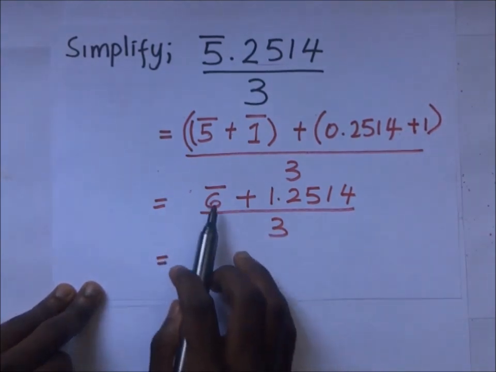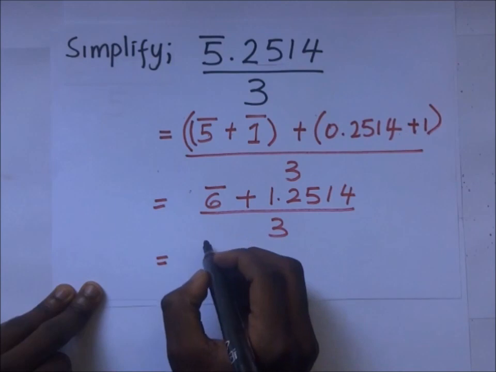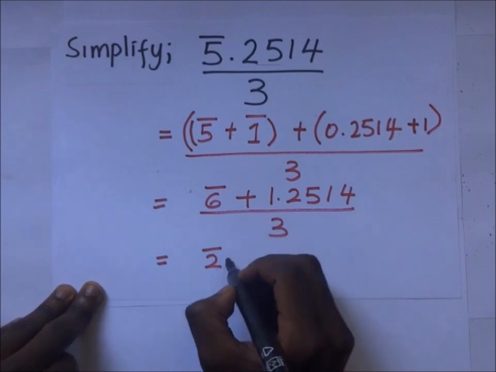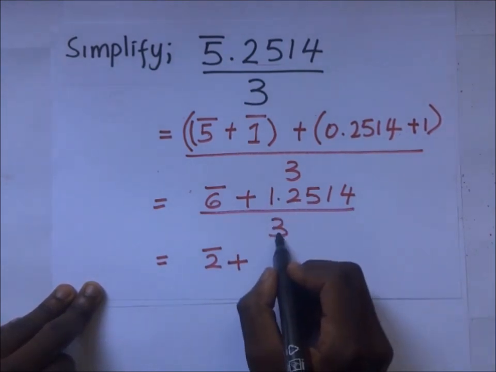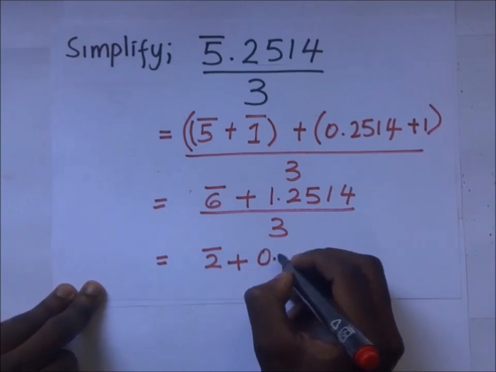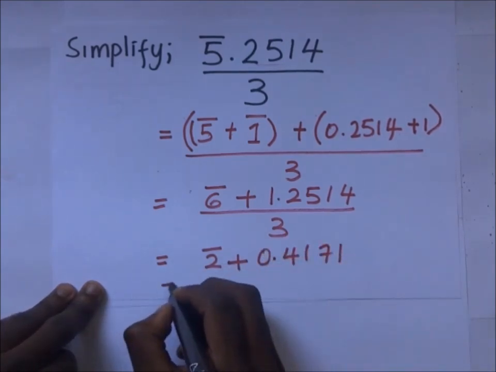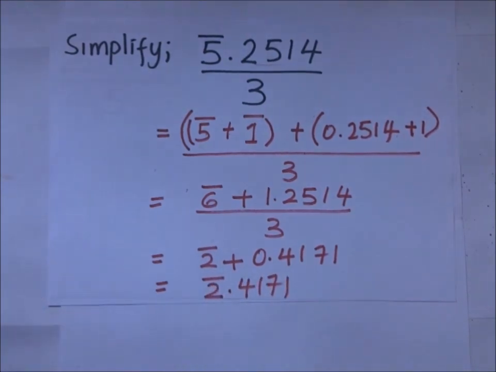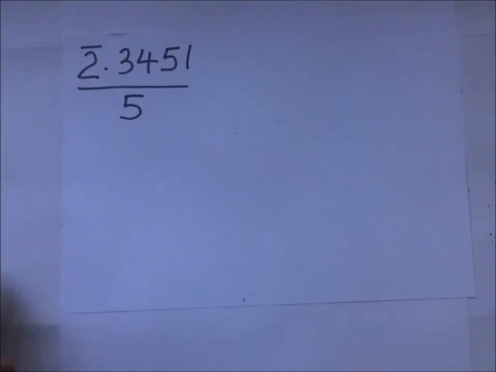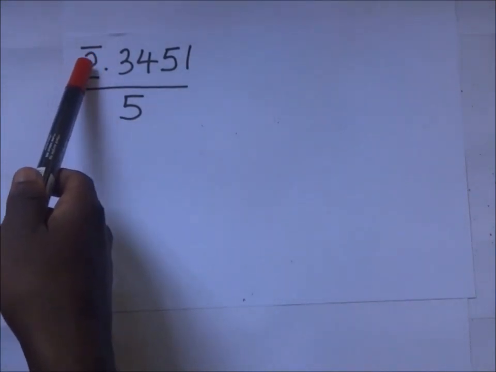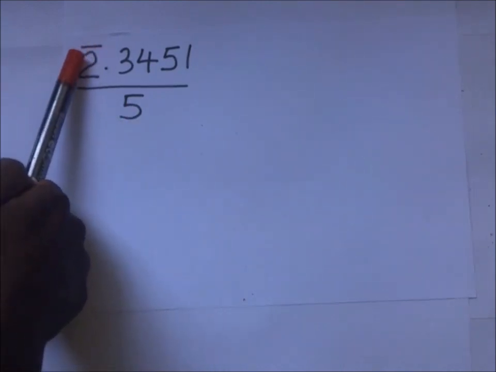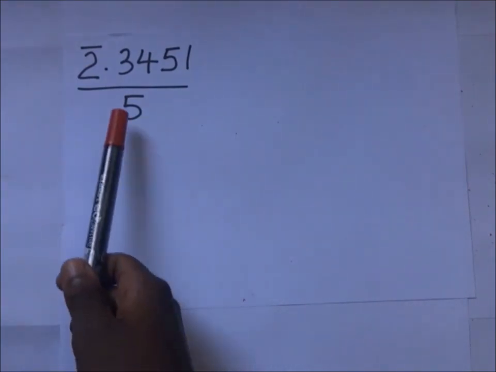And of course here the answer is 6 bar divided by 3 is going to be 2 bar point. The 2 bar plus 1.2514 divided by 3 is still going to give us 0.4171, and our answer is going to be 2 bar 0.4171, and that is our answer. Looking at this next example, it's more like the one previously. If you look at this negative characteristic, it is 2 bar. This 2 bar is not divisible by 5. So we're supposed to add something to the next nearest integer so that it is divisible by 5.